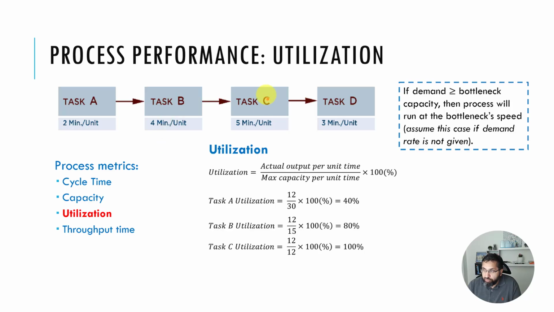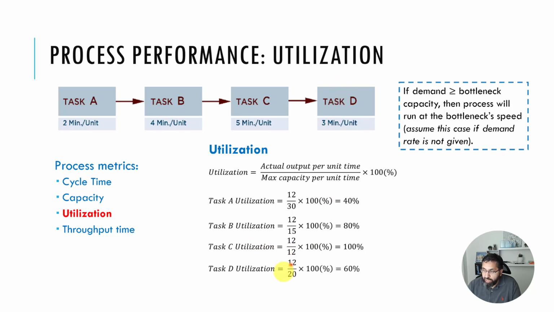The utilization of the bottleneck is 100% because the output of the process is limited by the bottleneck to 12 units per hour. The bottleneck's individual capacity is also 12 units per hour. So the bottleneck runs at 100% utilization. It never is idle.